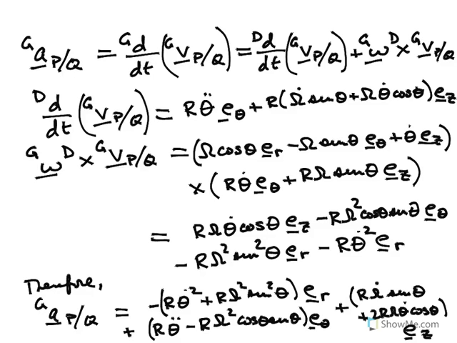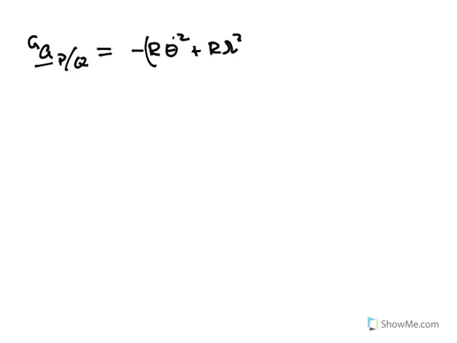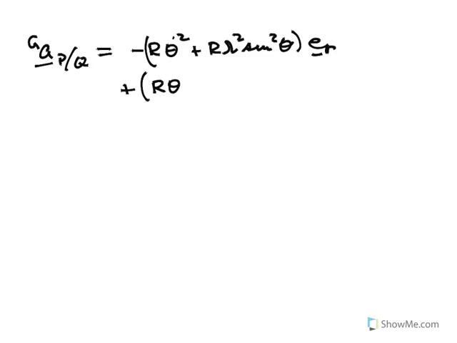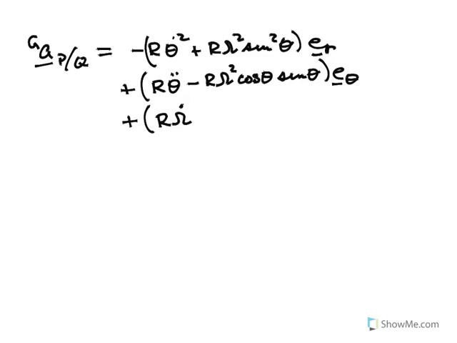So if we rewrite that on the other page, because it may be a little hard to read on that last page, we've got minus r theta dot squared, and then plus r omega squared times sine squared theta times ER, plus r theta double dot minus r omega squared cosine theta times the sine of theta times E sub theta, plus, now I have r omega dot sine theta, and then plus 2r omega theta dot cosine theta times Ez.